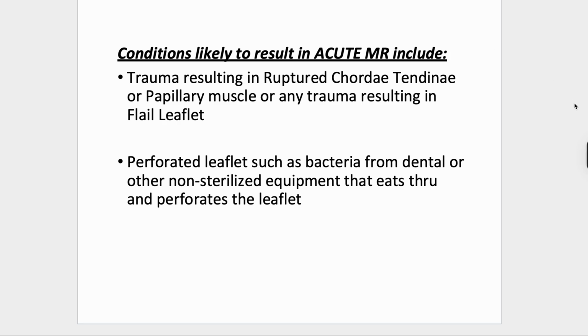Conditions that are likely to result in acute MR, meaning just quick onset MR. It's not happening over time. One is trauma of a ruptured papillary muscle or chordae tendineae that we talked about just now. That results in a flail leaflet causing MR. Another example is if the leaflet itself gets a hole in it.